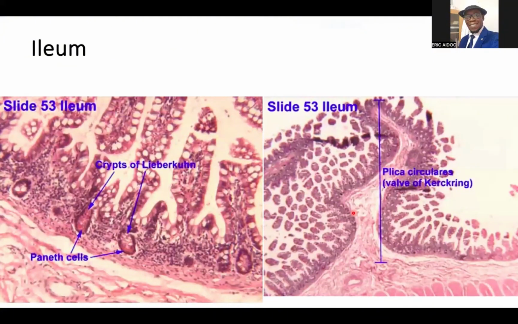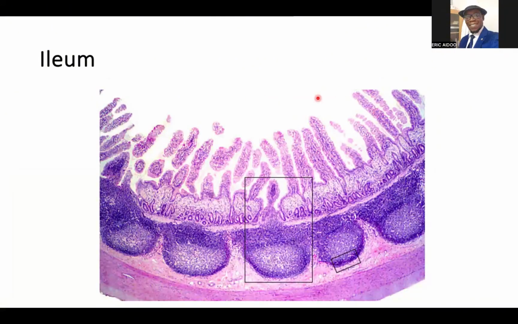So this is the ileum. Its villi are not as extensive as those of the jejunum. It also has the crypts of Lieberkühn with Paneth cells there. It also has plicae, also known as the valves of Kerckring. So again, submucosa going into the mucosa and throwing it into folds. This is the ileum.